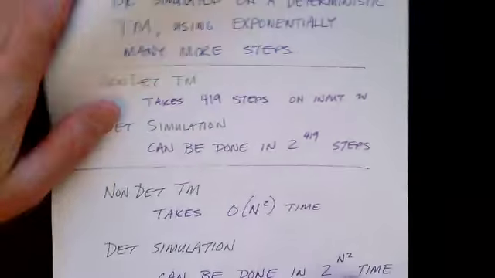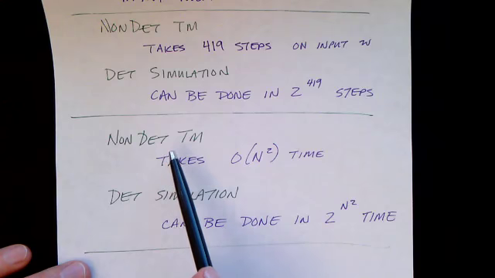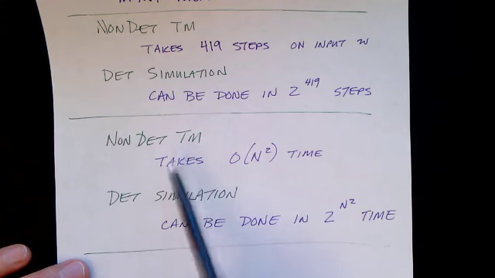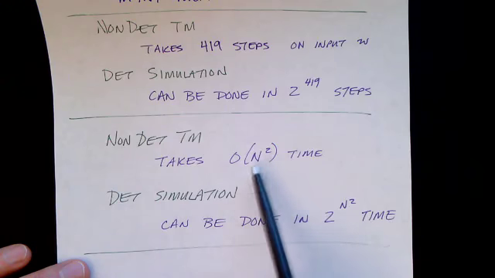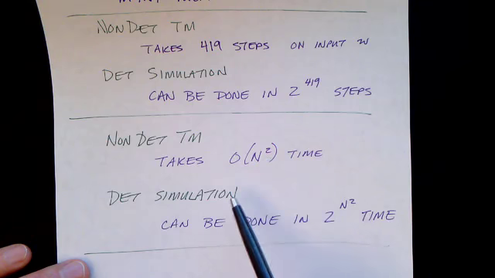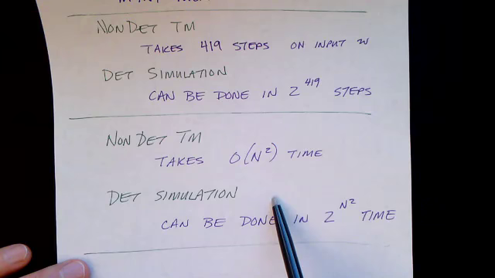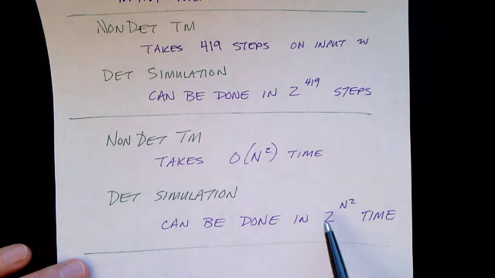So here I'm saying the same thing. If, for example, the non-deterministic Turing machine can perform an algorithm in n² time, then the deterministic simulation can be done in an exponential, where the exponent is that n². So we can do this simulation on a deterministic machine, but it requires vastly many more steps. And by vastly, I mean exponentially many more steps.